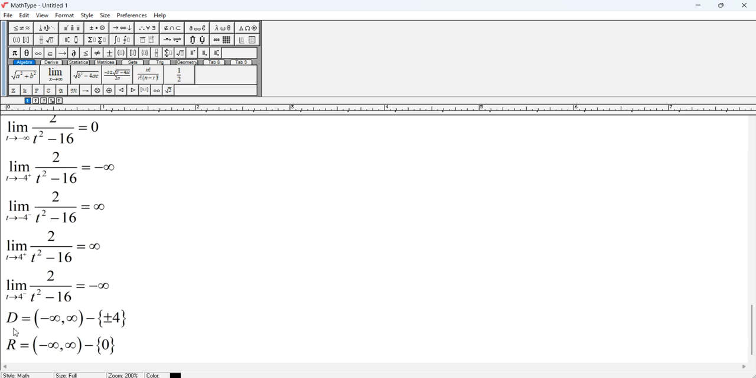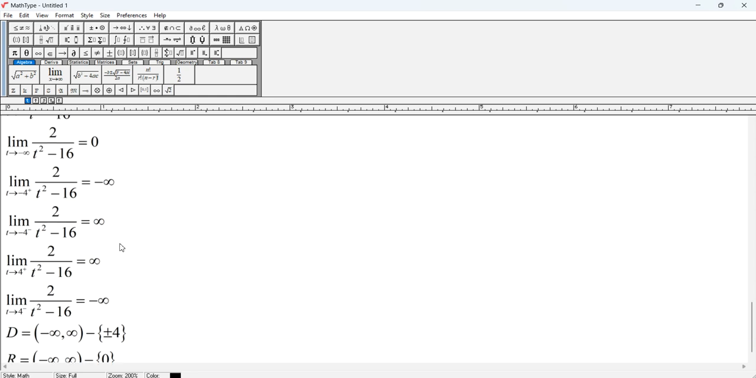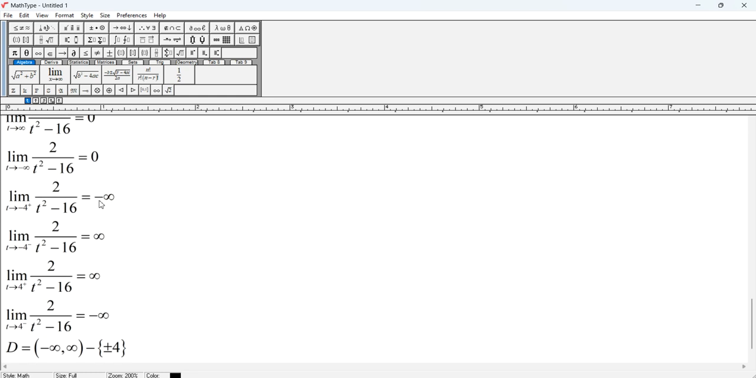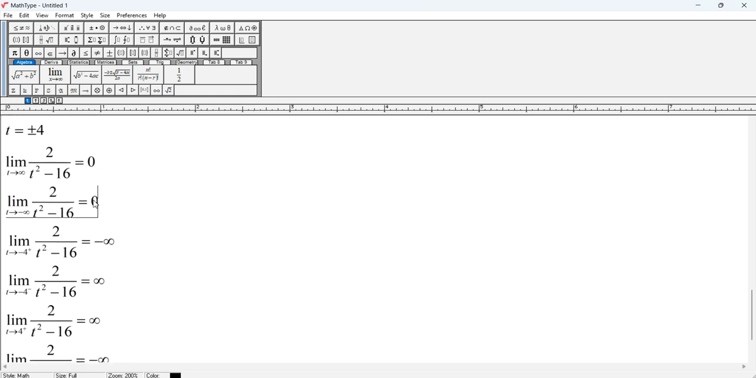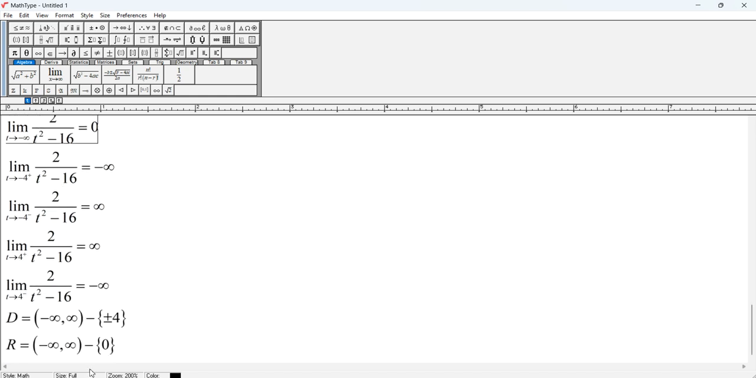So the domain equals minus infinity to infinity without the zeros of the denominator, without plus or minus 4. The range is from minus infinity to infinity without 0, because I'm not going to reach 0. I'm approaching infinity or minus infinity, but I'm not going to reach infinity. So the answer is minus infinity to infinity without 0.